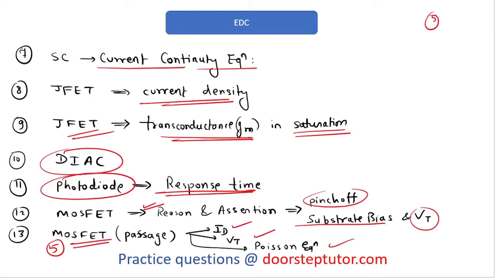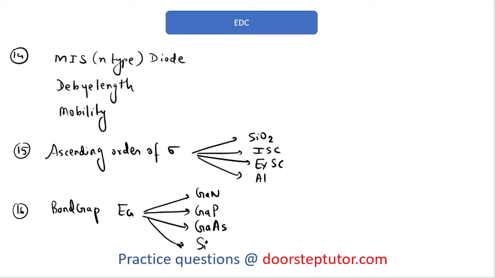So as you can see, the MOSFET was the most important part of EDC, and obviously semiconductor material is also an important topic from electronic devices that we have covered in detail in our videos. So most of the questions were asked from the videos only. There was a question related to metal insulator semiconductor diode, that is N-type diode. They had asked the Debye length and mobility of this diode.